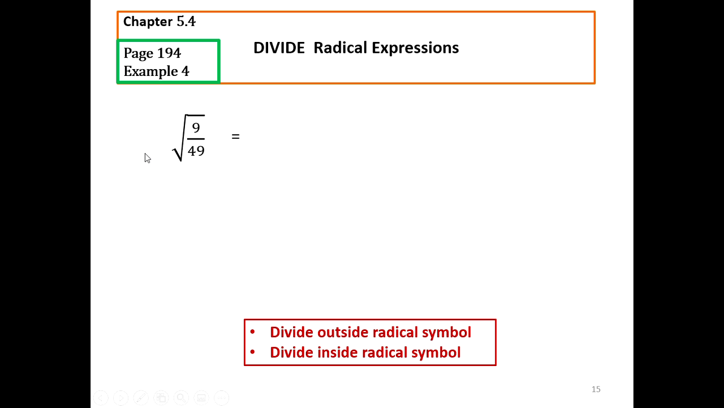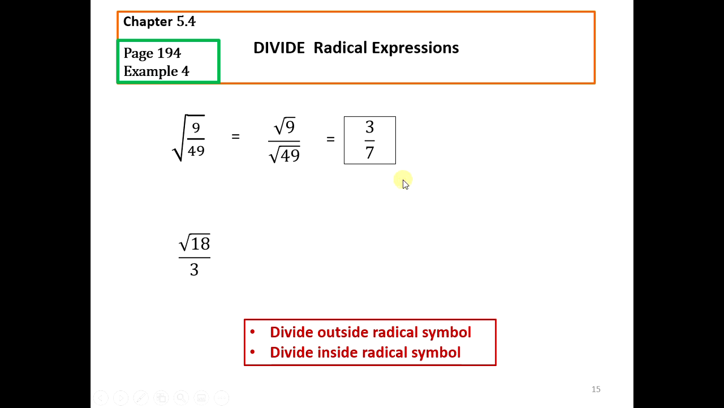Square root of 9 over 49. Notice both the numerator and denominator are underneath the radical symbol. This is actually the square root of 9, so we write that separately. This is actually the square root of 49, so we write that separately. We just separated them out. Now, square root of 9 is 3. The square root of 49 is 7.